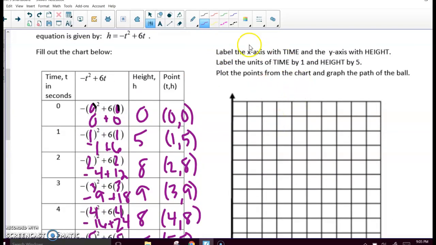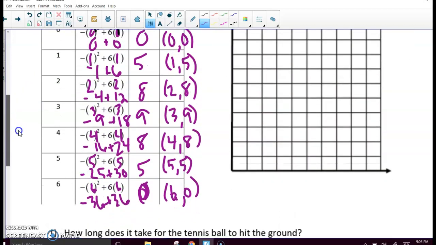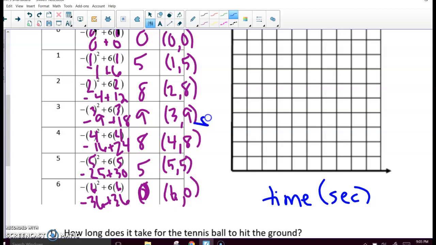Let's complete the graph. They've asked us to label the x-axis with time and the y-axis with height. So our x-axis is time. And what are we measuring time in? We are measuring it in seconds. The y-axis is our height. We are measuring our height in feet. My numbers that are in my table are small enough I can go by ones on both the x-axis and the y-axis.